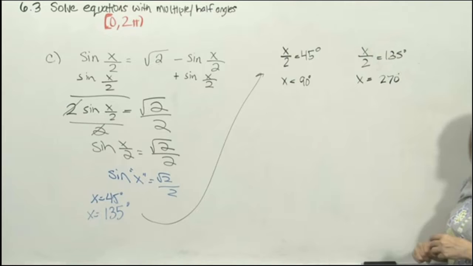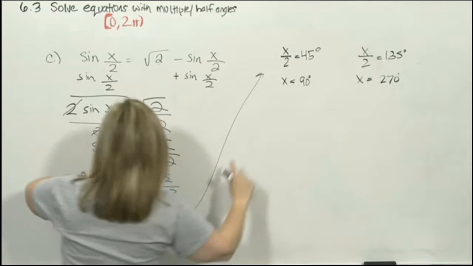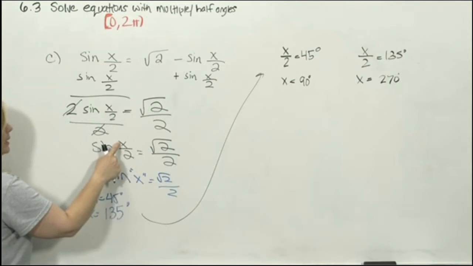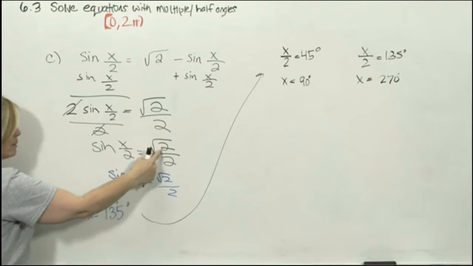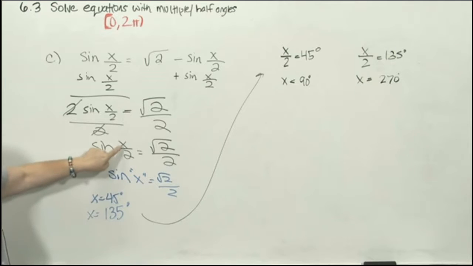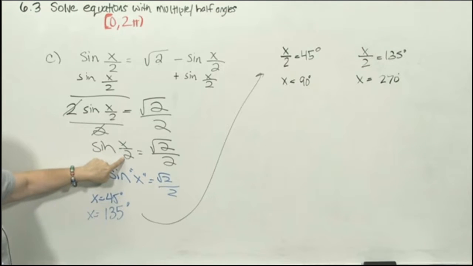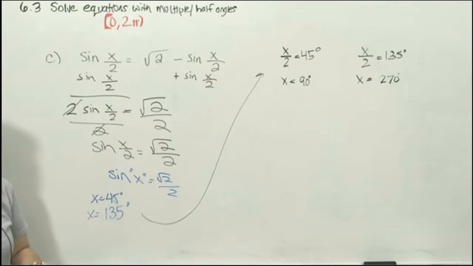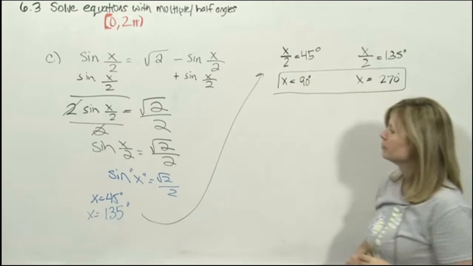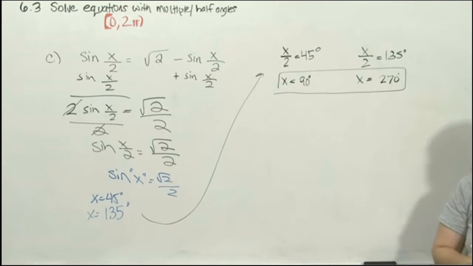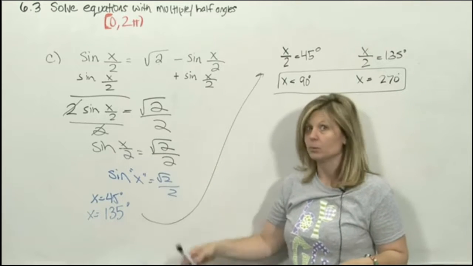Let's see if that makes sense. If I take 90 degrees and put it here, 90 divided by 2 is 45. The sine of 45 would be square root of 2 over 2. We put 270 here. 270 divided by 2 would be 135. The sine of 135, quadrant 2, would also be square root of 2 over 2. So these are two viable answers. But are we done? Well, this is a half angle.